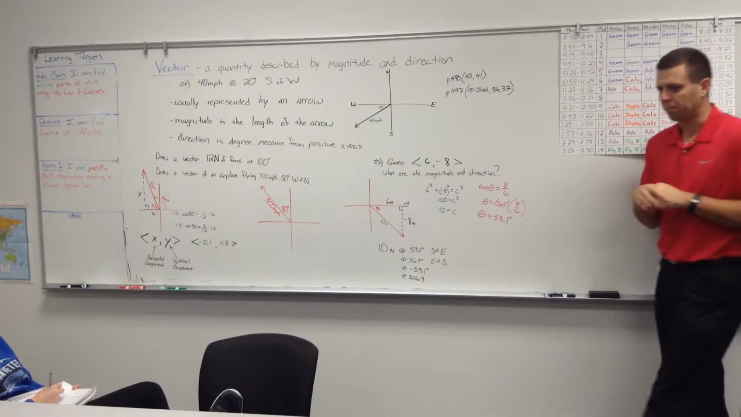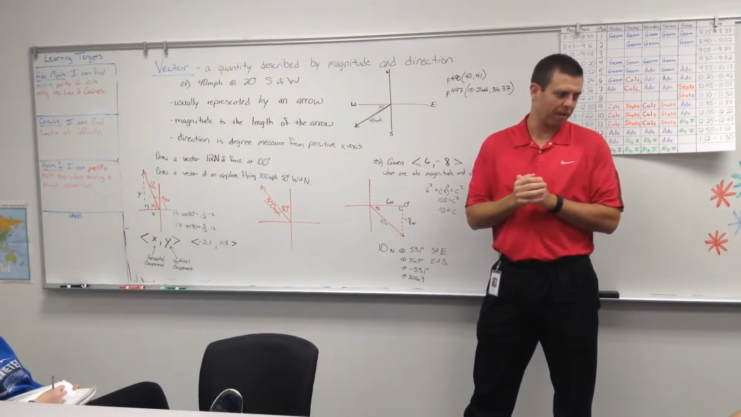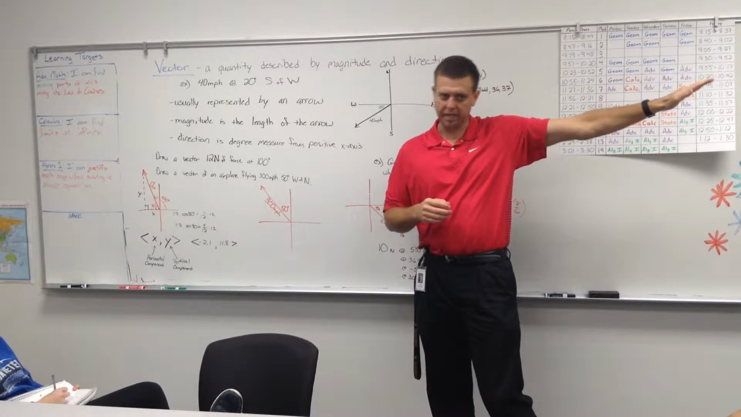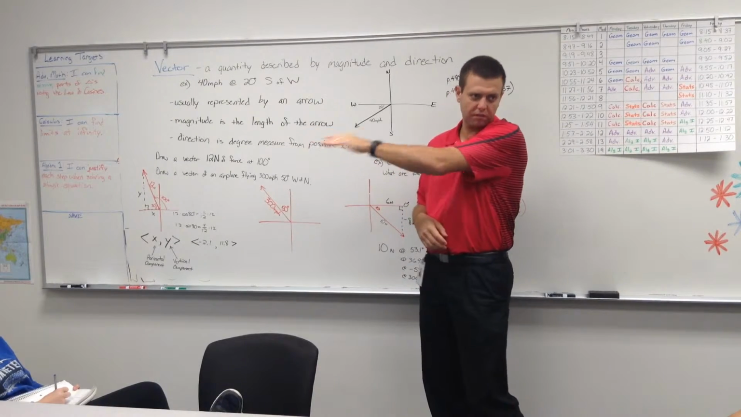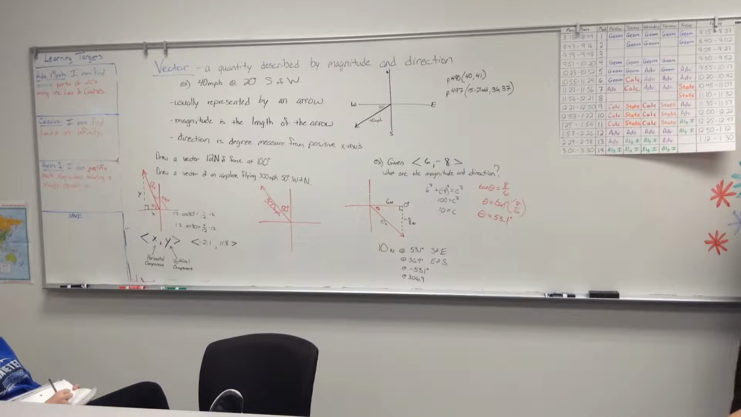It's kind of odd, but in physics, they actually have a little different way of describing angles. 0 degrees is actually north in physics, and then 90, and then 180, and then 270. There's a reason for that. I'm not going to get into that, but it is something that is different in physics.